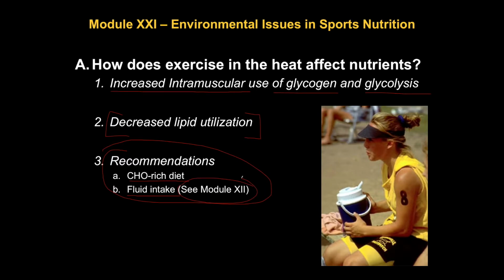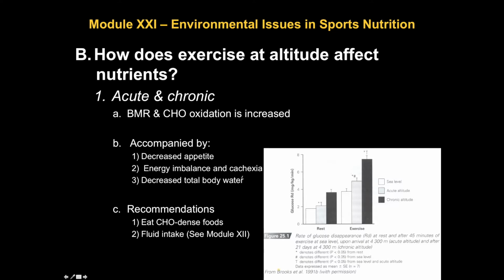What about altitude? How does exercise at altitude affect nutrient availability? Well, in both the acute and chronic states of being exposed to altitude, we see an increase in basal metabolic rate as well as an increase in carbohydrate oxidation. Remember, the problem at altitude is that there's a decrease in atmospheric pressure of oxygen. So this causes some physiological changes which are then going to increase BMR and carbohydrate oxidation.